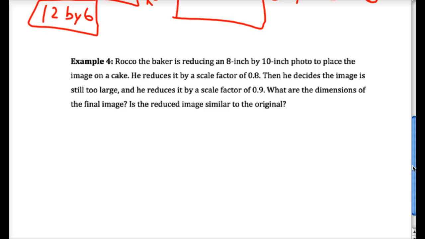All right, now, on the first 3 problems, guys, we've always enlarged it. What happens if your scale factor is less than 1, though? Then it can be smaller. We're going to get smaller.